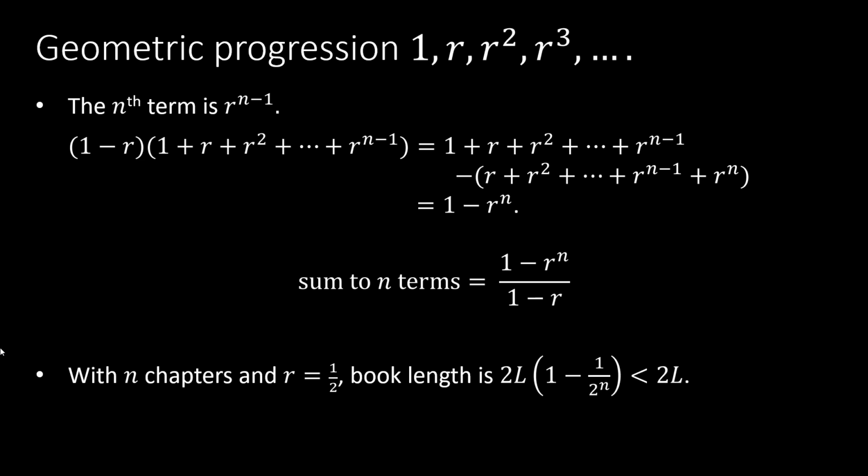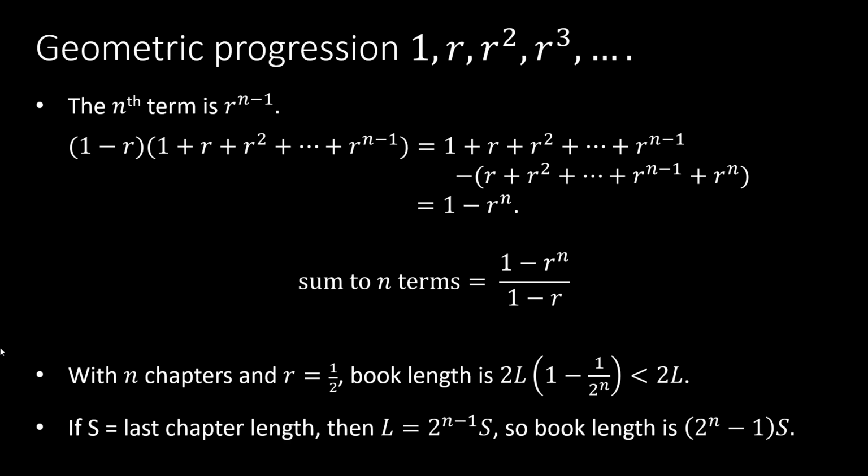So that's a huge constraint. If you read the first chapter, you're more than halfway through the book. Another way of looking at this is, how many chapters can there be then? If we take S to be the length of the last chapter, then there's a simple relationship that our initial L, the first chapter, is 2 to the n minus 1 times S. So the whole length of the book, if we substitute that in, is going to be 2 to the n minus 1 times S.